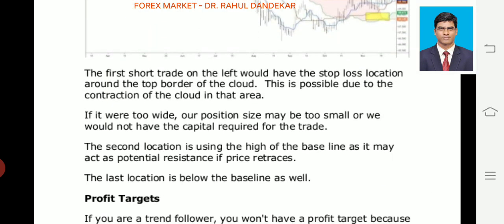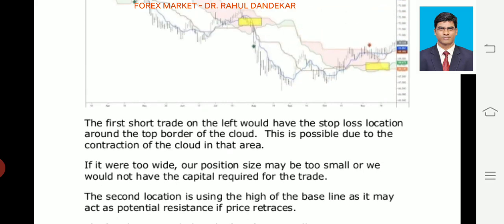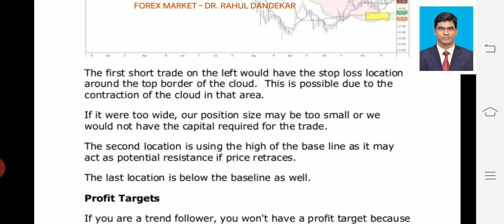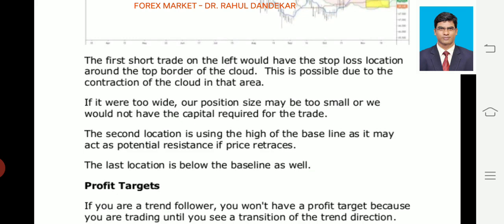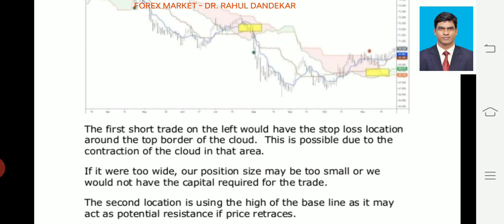The second location is using the high of the baseline as it may act as a potential resistance if price retraces. The last location is below the baseline as well.